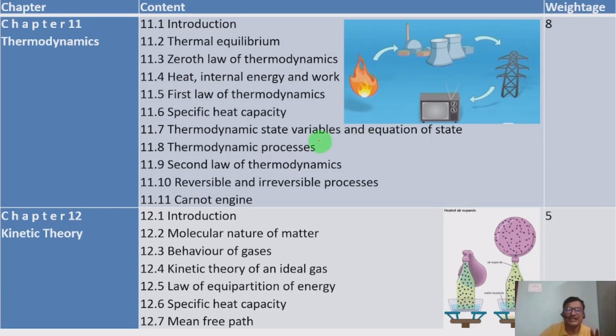11.7 Thermodynamic state variables and equation of state. In thermodynamics, at any particular condition, there are variables used to measure its condition. Those are called the thermodynamic state variables. For example, pressure and volume of a particular fluid at a particular condition. Those are the state variables, and for that we'll take the equation of state. 11.8 Thermodynamic processes. Energy transfer takes place by different processes: it may be a constant volume process, constant pressure process, isothermal process, adiabatic process, or polytropic process. These processes we are going to discuss here.